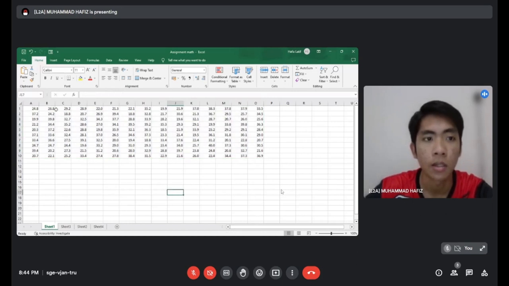It will automatically generate 150 random data for us.